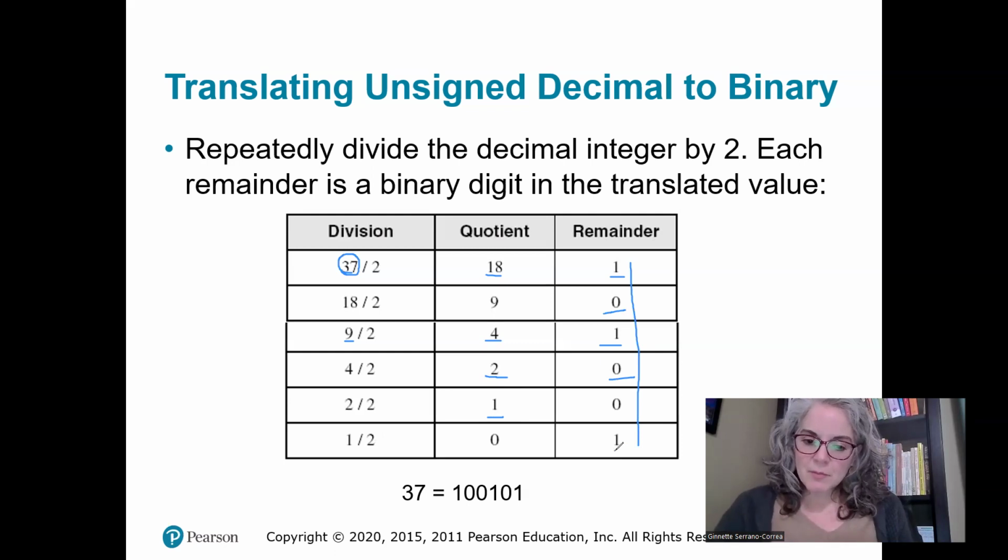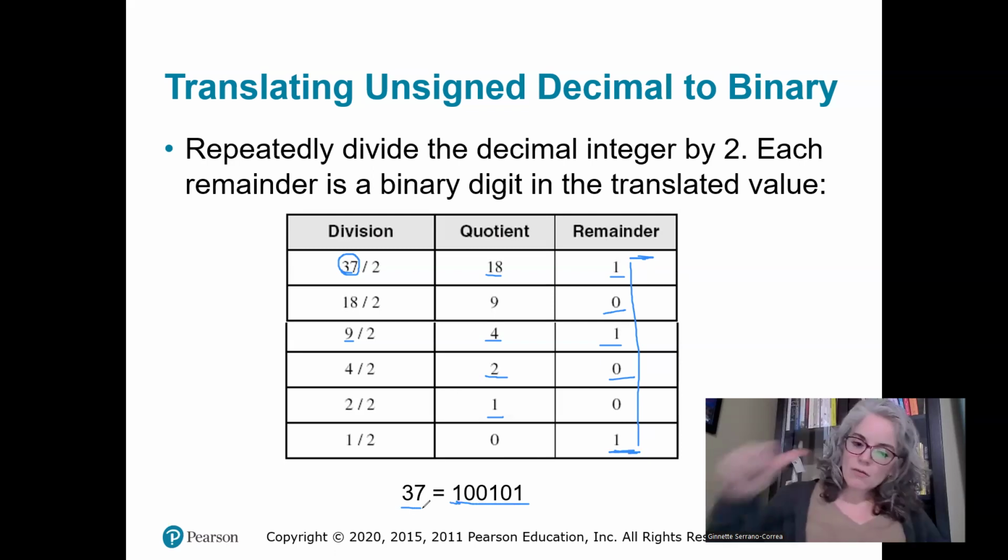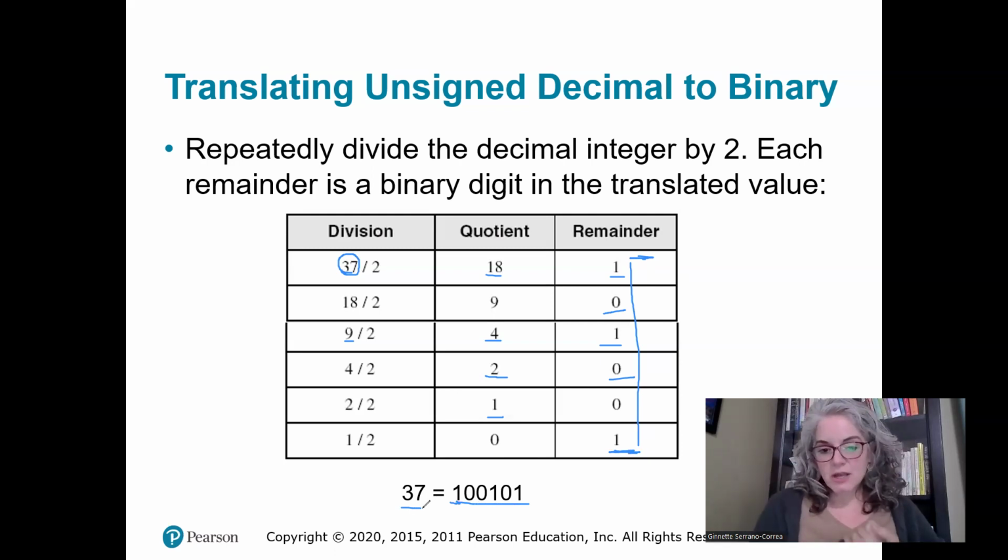So the bottom number, notice, is the first number. So write it bottom up. So this will be your most significant digit. This will be your least significant digit. So 1, 0, 0, 1, 0, 1. This is the binary number for 37. And we can go the other way. We can convert it and check to make sure that we did it correctly.